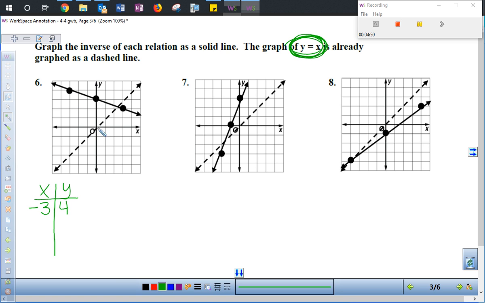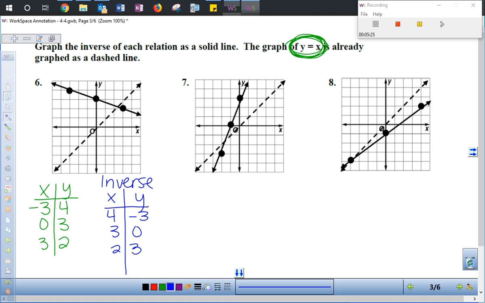My second ordered pair is at 0, 3, and my third ordered pair is at 3, 2. So now that I have made an x and y table for my original line, that's when I want to change that and make an inverse x and y table so I can come up with the 3 new points for my new line. So if I say negative 3, 4, that's going to become 4, negative 3. 0, 3 will become 3, 0, and 3, 2 will become 2, 3.